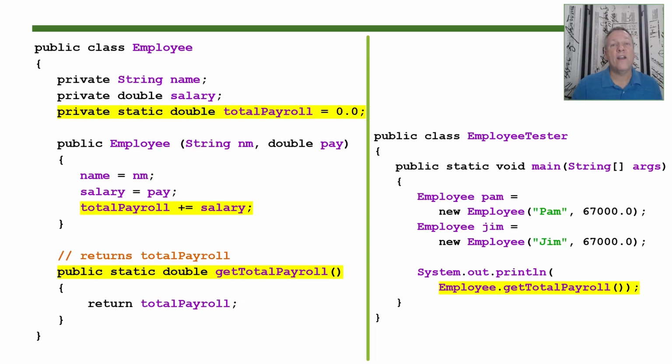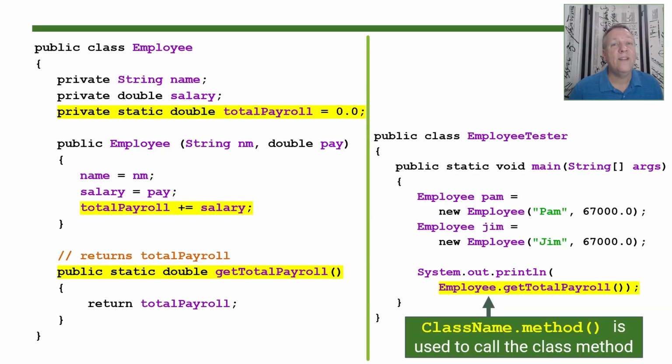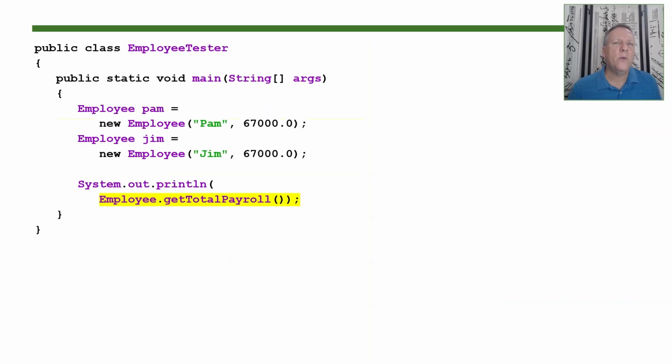So here I've got a class called EmployeeTester. I've got my public static void main, and I've created two employees. I have Pam and I have an employee Jim. They both have names, they both have salaries. And then notice I have a print line and I call the method Employee.getTotalPayroll. Here again, I'm using the class name.method. So that is what I use to invoke or to call the getTotalPayroll static method, class method found within the Employee class. So let's see what happens when I run this.